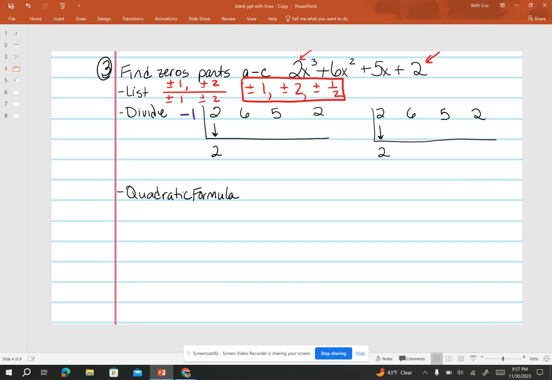So negative 1 times 2 is negative 2. Gives me negative 4, and that gives me 1. And that gives me 1. Did I do that right? 1 times 2 is 2. Okay, so that one did not work. Right, so I'm going to try negative 2. It may or may not work. I may have to do 3 of these.